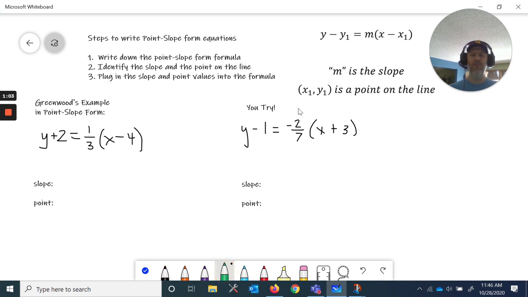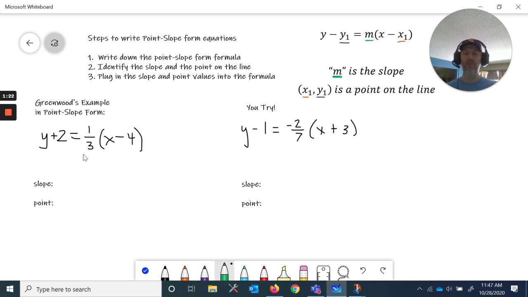From here, I'm going to do some annotating with some color. My slope I'm going to use green. And then my point, I'll use orange for x's, and I'll use purple for y's, just to help differentiate so you know what's coming from where. Some annotation is always good.